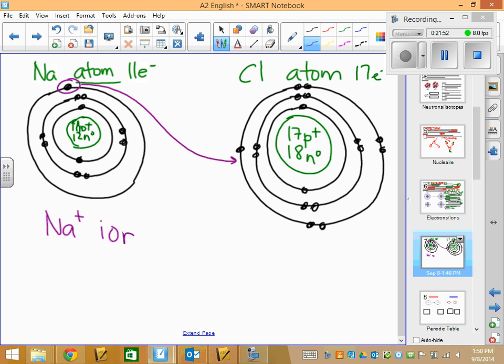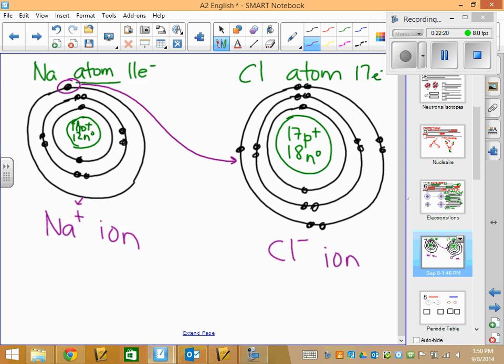I would have a sodium ion, and I would have a chloride ion. Notice that when I'm writing an ion, the first thing that changed was I put a charge. When I wrote the atom and its symbol, I didn't put a charge. When I write the ion, I have to. And that's something that you would be required to do on one of the questions on the worksheet.